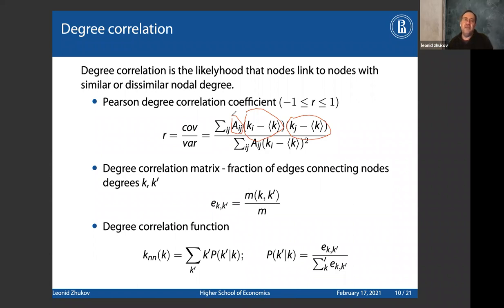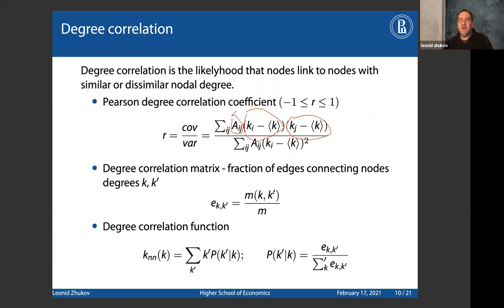Now, you can actually go deeper and calculate the degree correlation matrix, which is just the fraction of edges connecting nodes with degrees k and k prime. So now it's a matrix. The size of the matrix is not the size of the graph, but rather the rows and columns are the degrees of the nodes present in the graph. There are as many rows and columns in this matrix as there are distinct node degrees in the graph. So you'll have nodes with degree 1, 2, 3, 50, 75, and each of them will get its own row and column in the matrix. Then for each row and column, you put how many edges connect nodes of that degree and that degree in the graph. And then you normalize by the total number of edges.